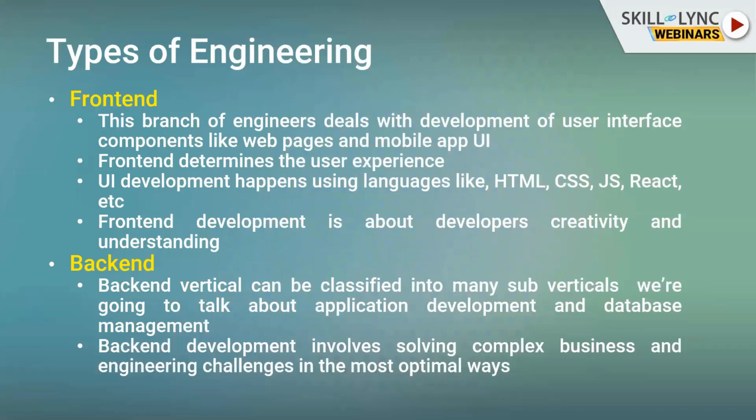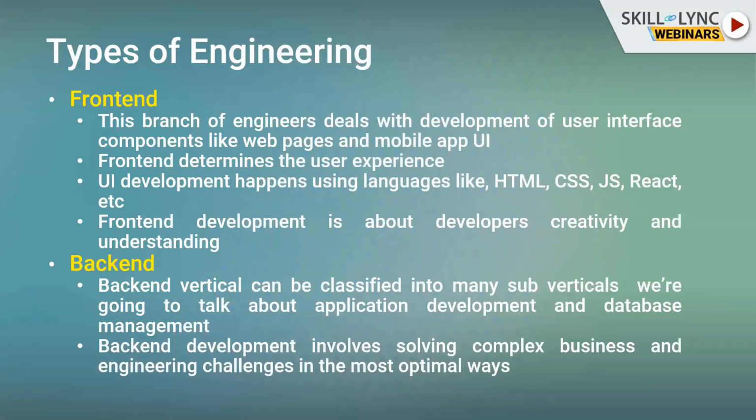Now let's talk about backend engineering. The backend vertical can be classified into two sub-verticals: application development and database management. The backend vertical of engineering is very vast. There are a lot of components that go into building a simple web application. I'm classifying this as two simple sub-verticals, application development and database management, but these can be broken down further into a lot more complex pieces.